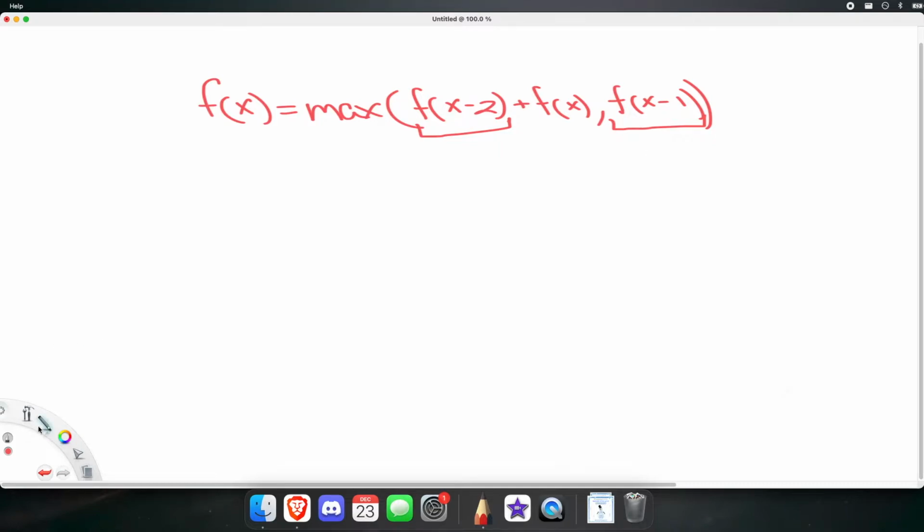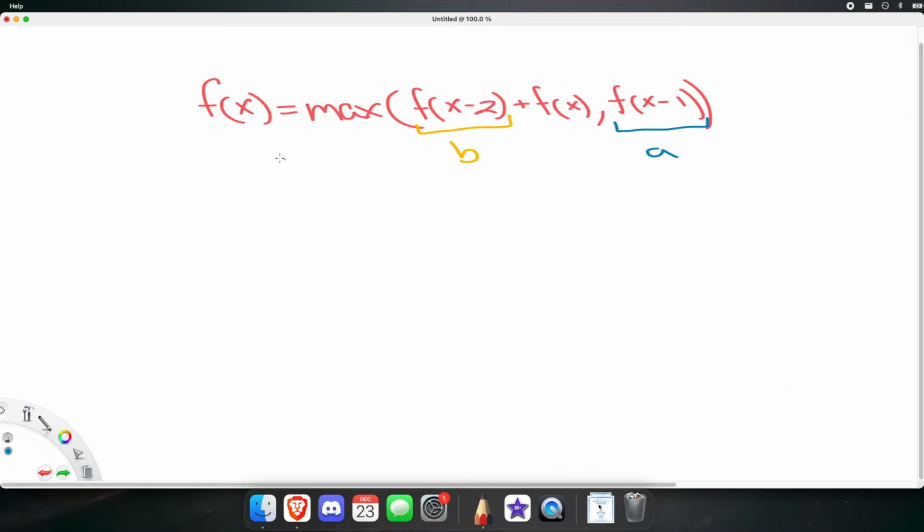Now let's draw this in different colors. Let's draw this x minus 2, or let's call this x minus 2 b, and let's call this x minus 1 a. Now I want you guys to try to solve or see what a and b are equal to.